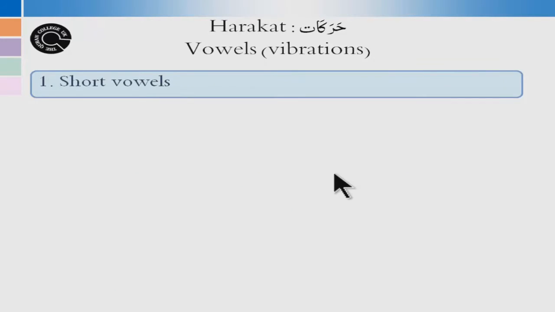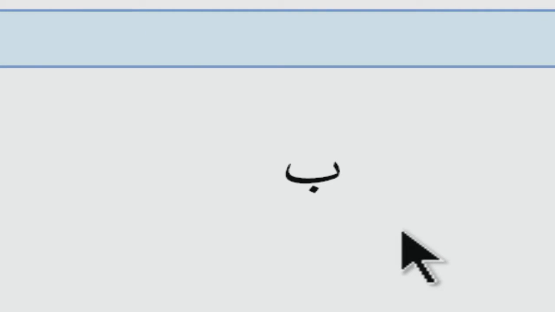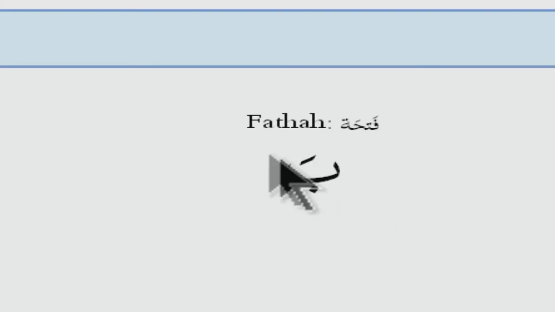When a letter is not at rest, then it will have vibration. There are 3 kinds of vowels. The first vowel is the short vowel. Let's take again the letter ba, and you can say there is nothing in there, so it is at rest. If you want to give a vibration, you would put something above it. If a diacritical sign comes above it, that sign itself is called fatha. That's how you pronounce it in English, and that's how you write it in Arabic. So that is fatha, vibration.